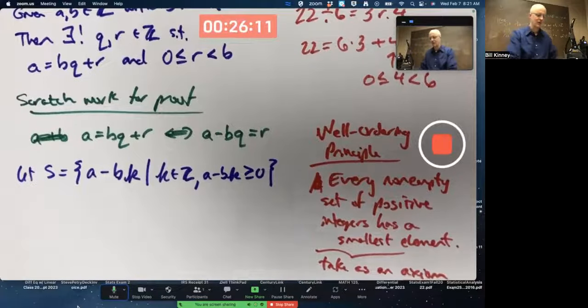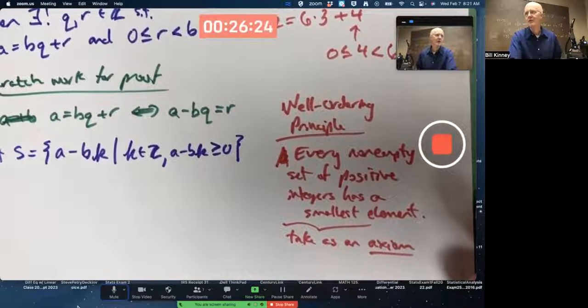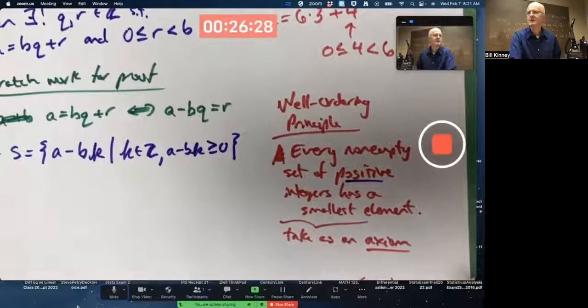Now, you might argue, couldn't I just modify the well-ordering principle a little bit to say every non-empty set of non-negative integers has a smallest element? And yeah, you could. But that's not what our author chooses to do. Our author chooses to phrase this in terms of positive integers, and 0 is not a positive number. It's not negative either. It's in its own category.